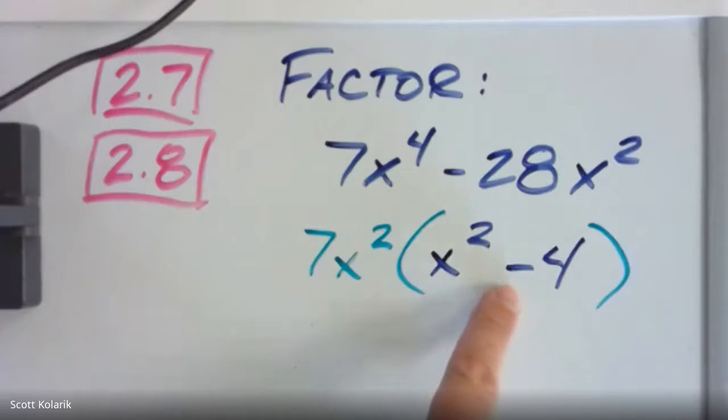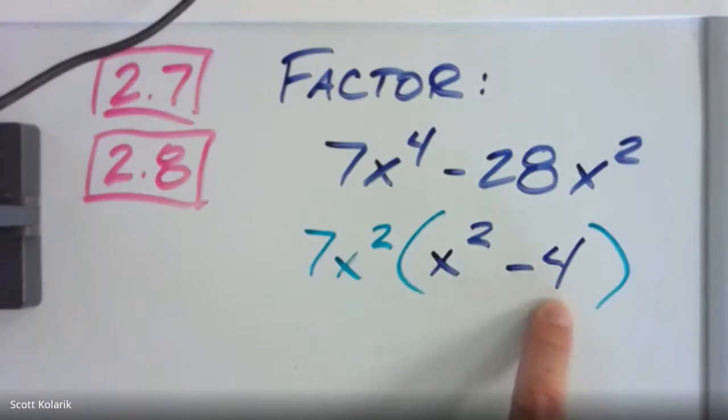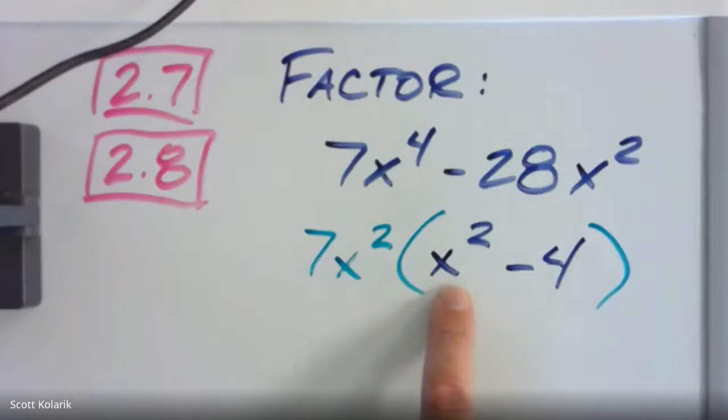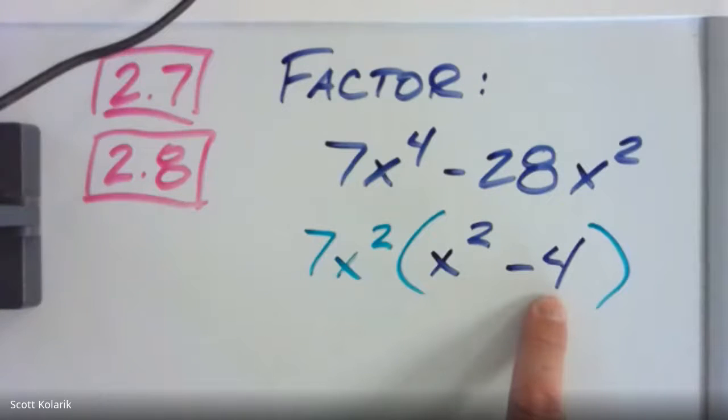The difference part deals with subtraction, so that checks out. And the squares part means, can I take the square root of both of these terms? The answer is yes. I can take the square root of x squared, that'll give me x. I can take the square root of 4, that'll give me 2. Okay, so this can factor further. So what will that mean?